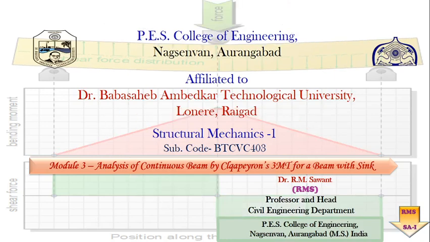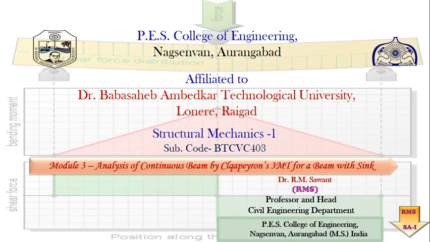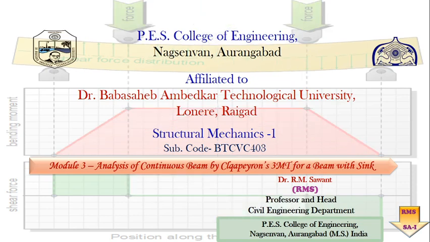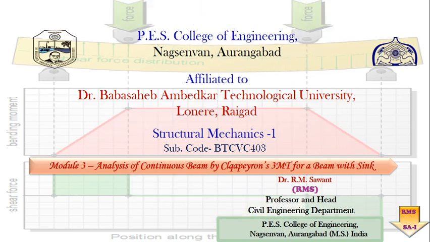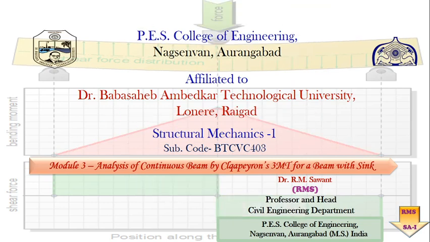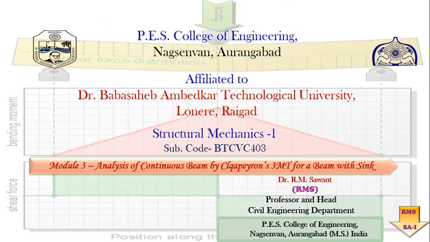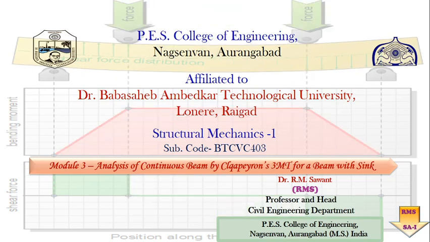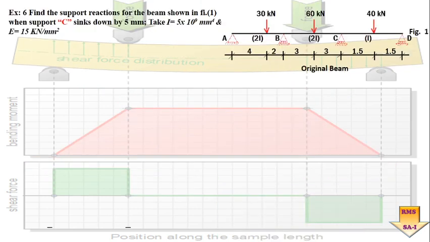Today we are on the verge of concluding this topic, that is the analysis of continuous beam by the application of Clapeyron's three moment theorem. Today we are going to consider a very specific case which seems to be very critical for us to understand, and that case is a beam with a sinking effect where the supports are at different levels. Let us see today's problem.